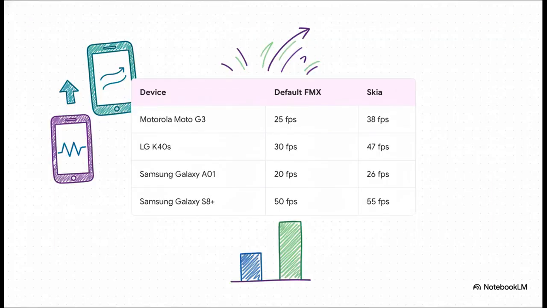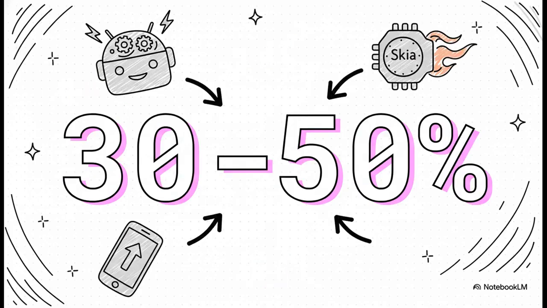And hey, this isn't just a theory. We've got the data to back it up. Check out these benchmarks from the Skia for Delphi project. This is a real-world app with hundreds of controls. Look at these numbers. On an LG K40S, it jumps from 30 to 47 frames per second. On a Moto G3, from 25 to 38. That is a massive, tangible improvement in smoothness that your users will feel instantly. The scale of improvement here is just huge.